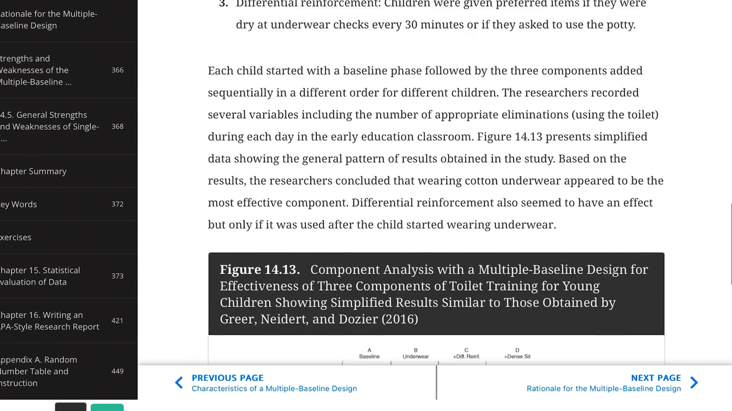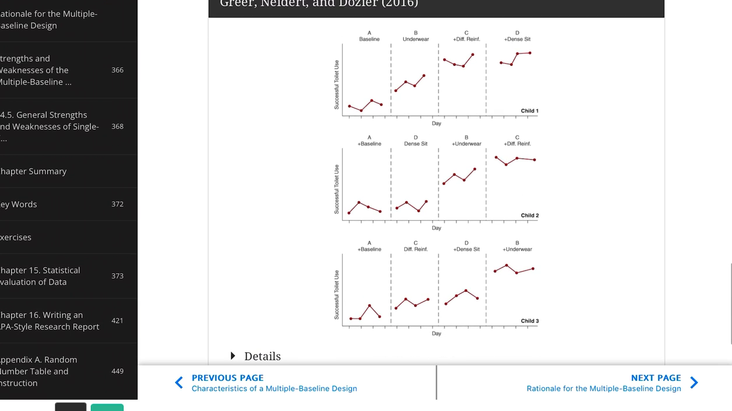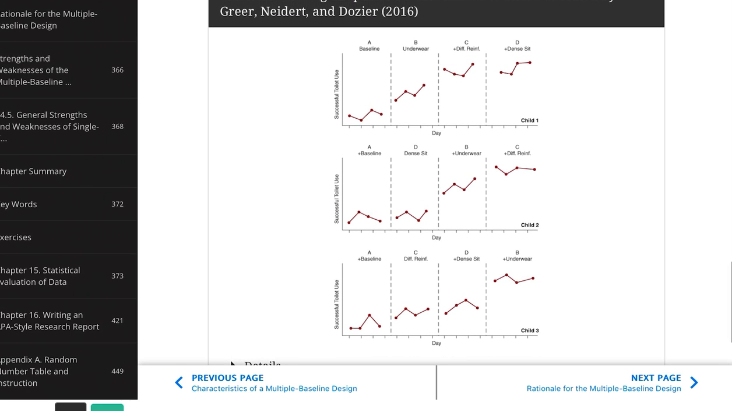And so you can see in figure 14.13 here, this is the example I was telling you about. There's 3 different children here that they looked at. So you can see that for multiple baseline, for component analysis, this is what it looks like.